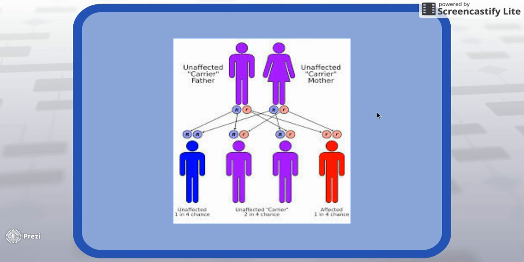And now let's talk about carriers. If you have a father that is a carrier and a mother that is a carrier, one child will not be affected, two children will be carriers, and one child will be affected.